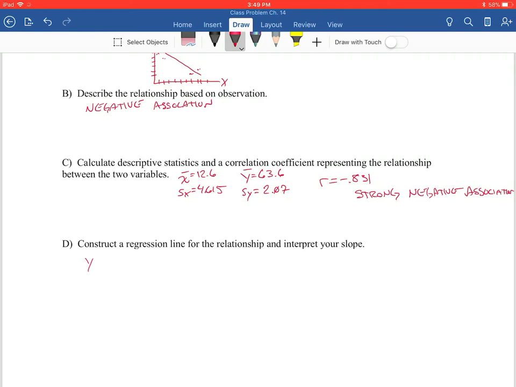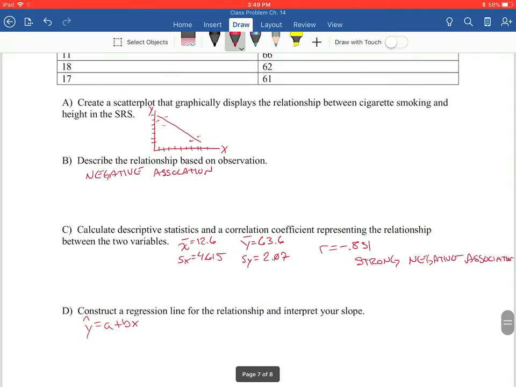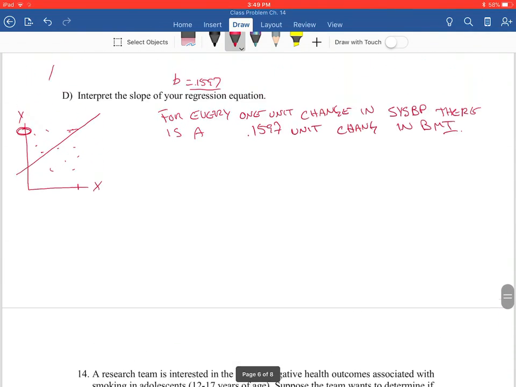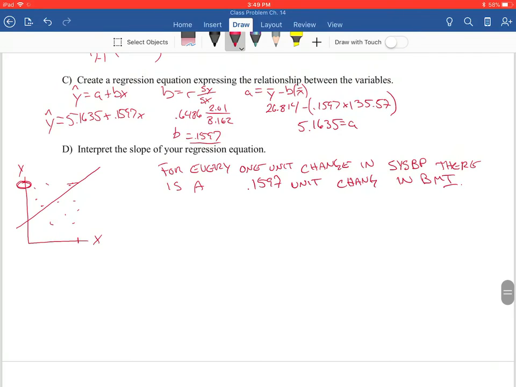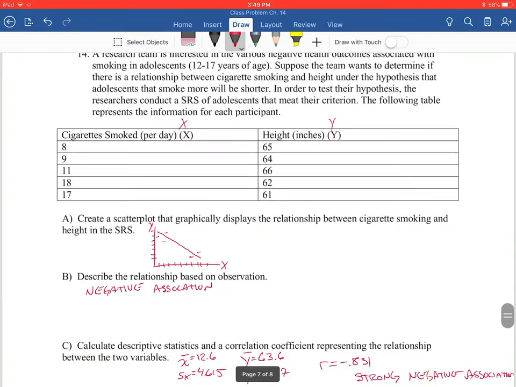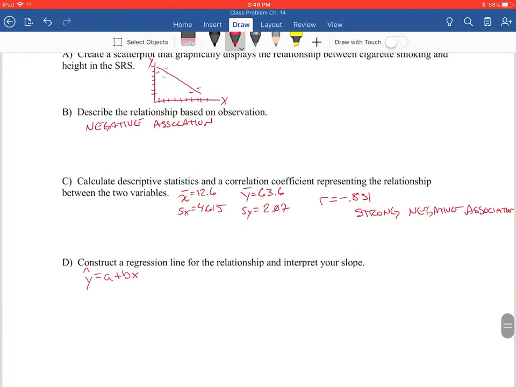Part D wants us to construct a regression line for the relationship and interpret your slope. So remember, our regression line is y hat equals a plus bx. Covered this in the last problem, so I'm just going to scroll up. When you do your B, it's R times the standard deviation of Y over standard deviation of X, and A is your Y bar minus B times X bar. So the same rules apply here, and when you do that, you're going to get an A value. Sorry, it's not capital. Excuse me on that.